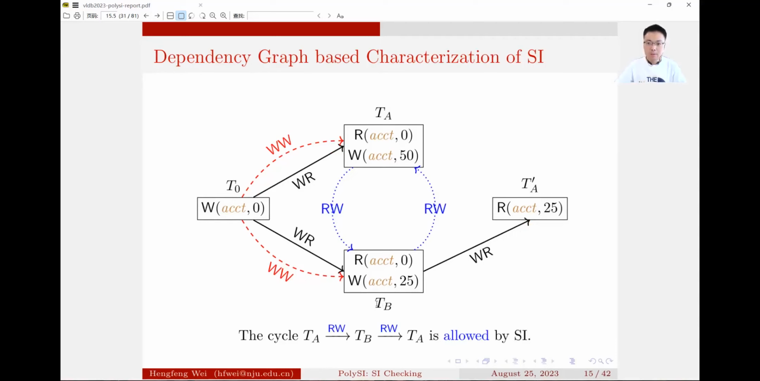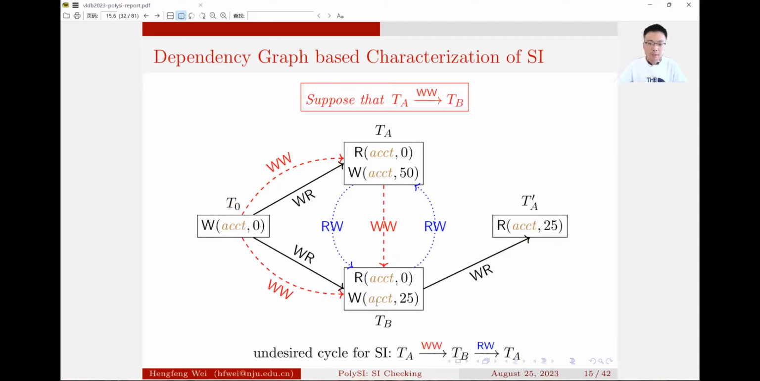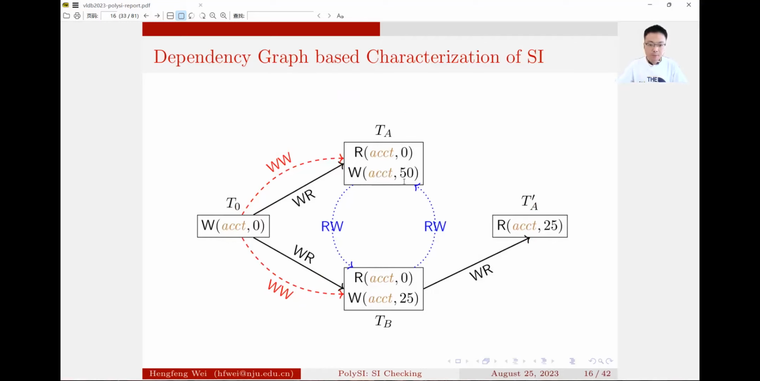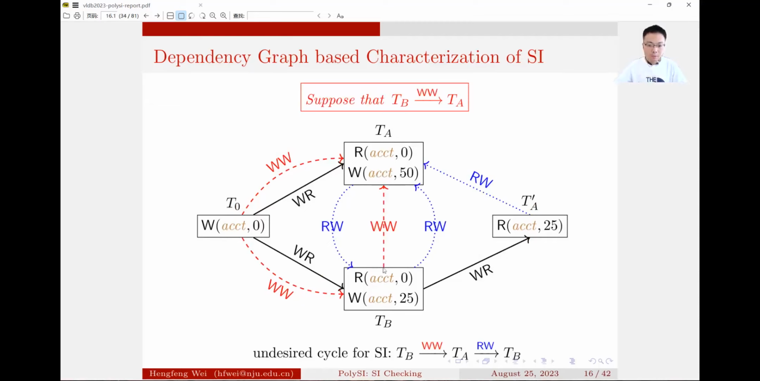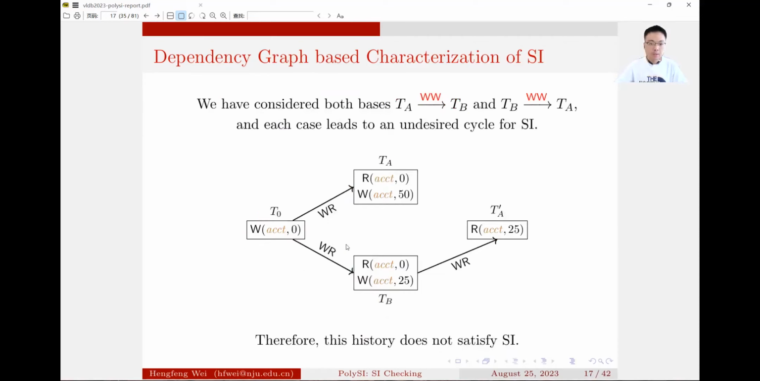There are 2 possible cases. First, suppose that TA is before TB. Then the dependency graph contains a disallowed cycle for SI. On the other hand, if TB is before TA, then the resulting dependency graph also contains a disallowed cycle for SI. In summary, we have considered both cases, and each case leads to a disallowed cycle for SI. Therefore, this history does not satisfy SI.